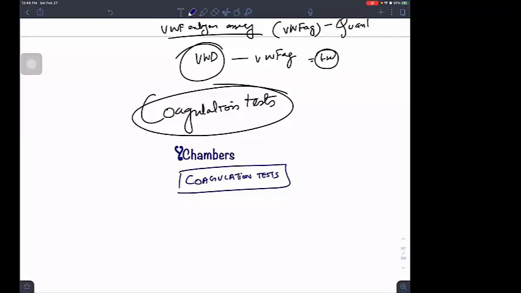So extrinsic pathway starts with which factor? The extrinsic pathway starts with your tissue factor, that is factor 7. And your intrinsic pathway, or the contact activation pathway, starts with your factor 12. Both these factors get sequentially activated: 12 to 12A, 12A to 11A, 11 to 11A, 11A to 9A, and 9A to 10A. So finally they come to the common pathway, that is at the 10.